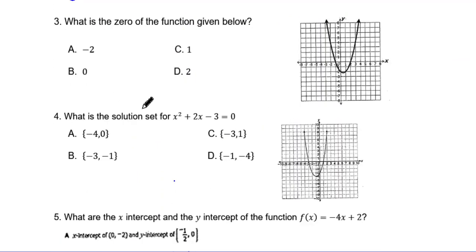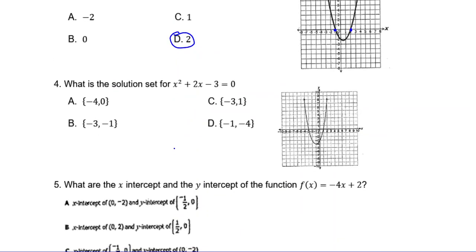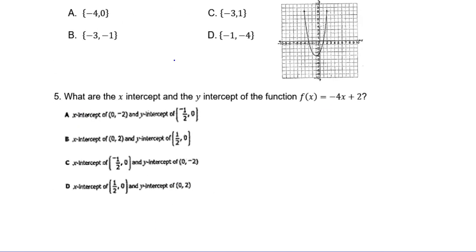Alright, for number 3, what is a zero? We have a graph. It looks like there's a zero at negative 1 and then at positive 2. Negative 1 is also a zero, but it's just asking for one of them, not both of them.